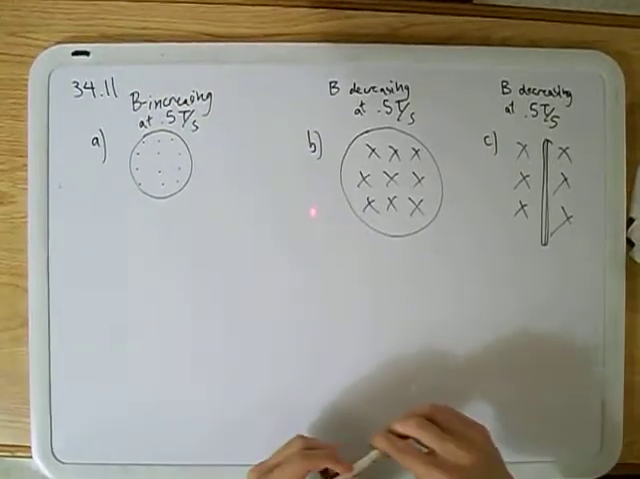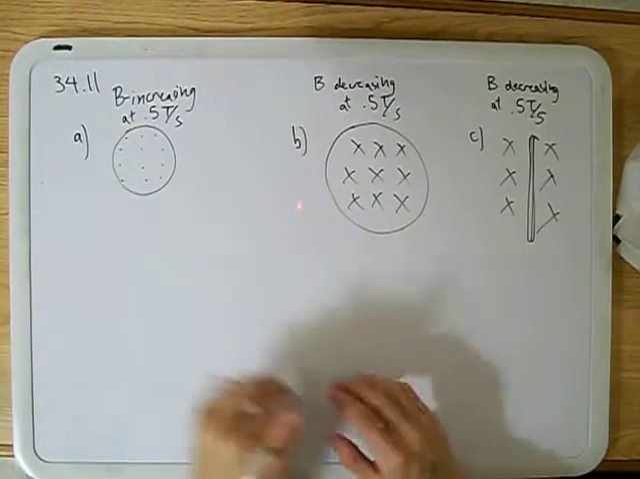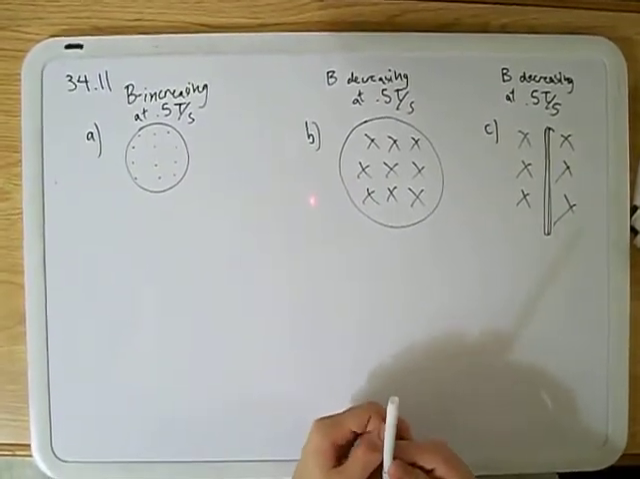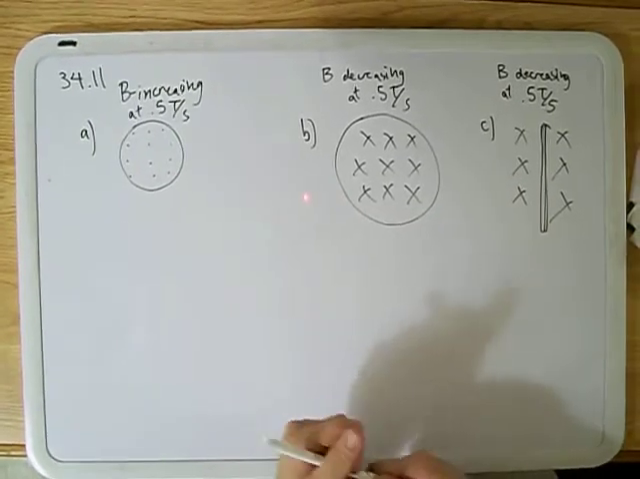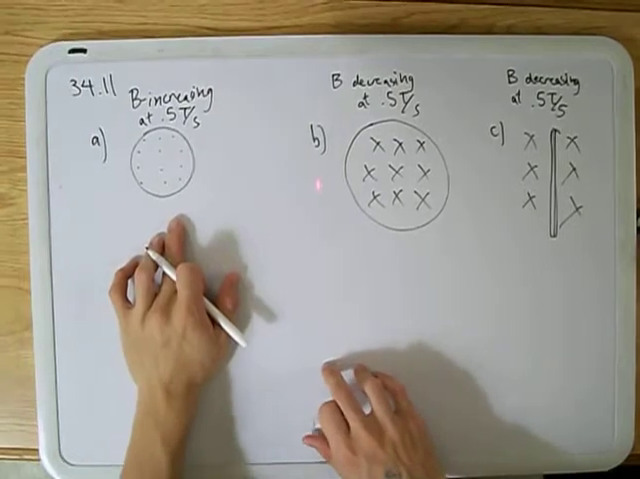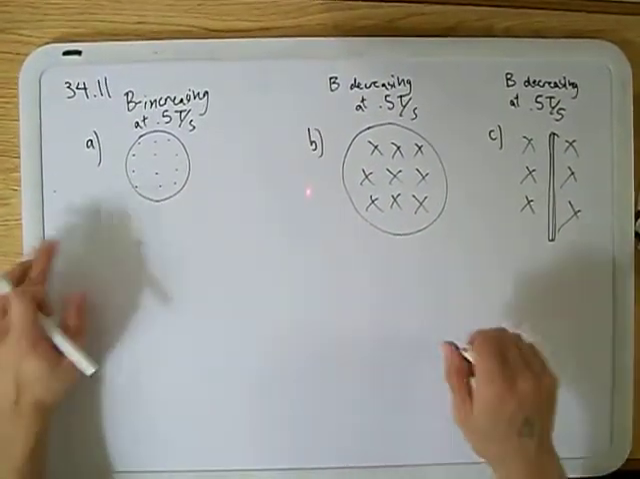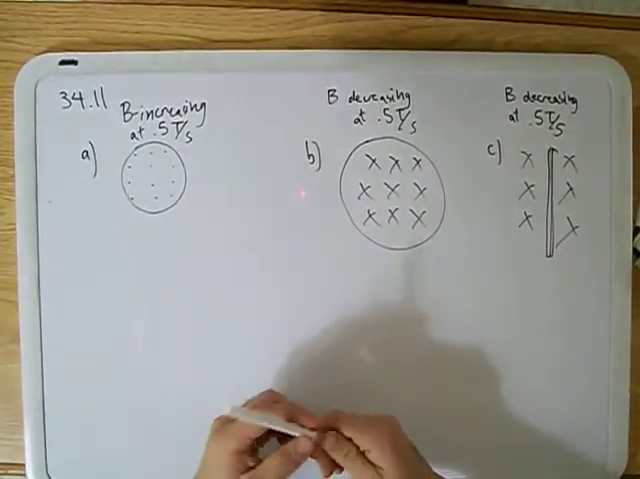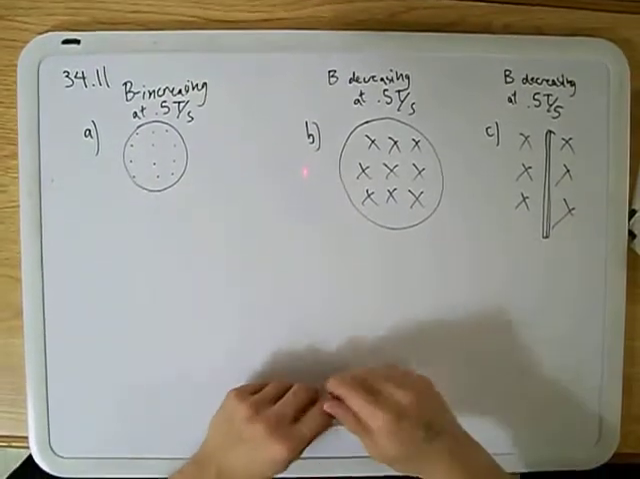Alright, so this is problem 34.11, and the question is asking to determine, for each case, the induced EMF, induced current, and direction of the current. The diameter of the hoop is 10 centimeters, while the resistance is 2 ohms. So for the first case, we have the magnetic field increasing at 0.5 teslas per second out of the board.